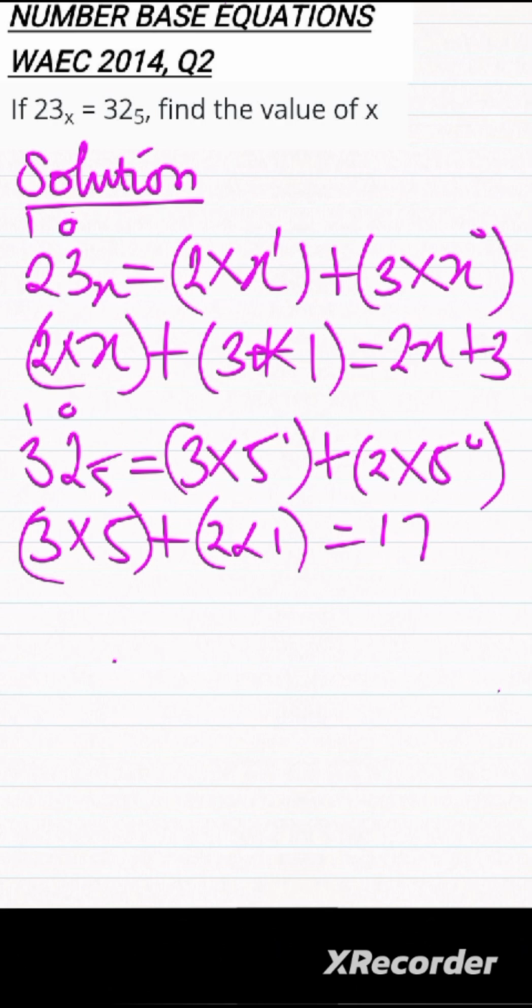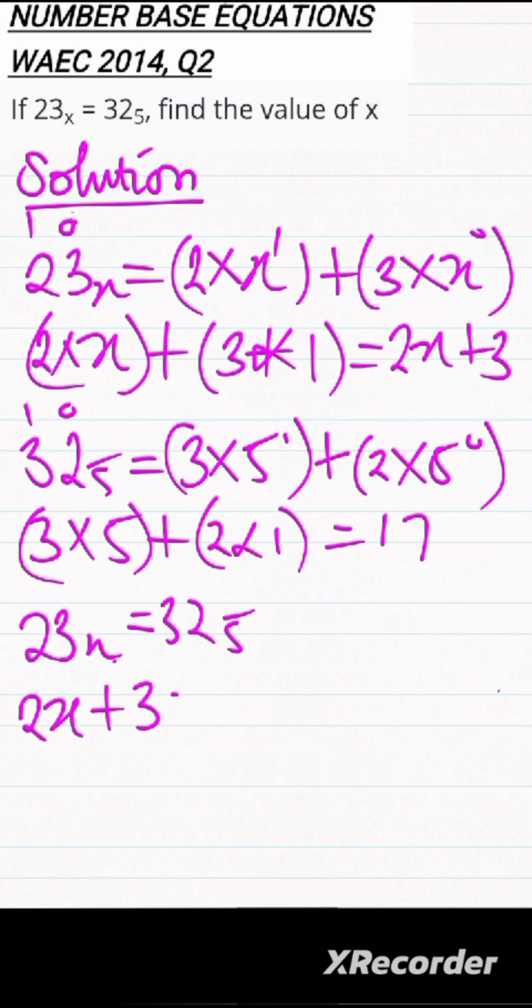So like we talked before, now we equate the two numbers, so 23 base x equals 32 base 5, because na so they give us for the question. So this time around now, I no go write 23 base x again. I go write 2x plus 3, since na wetin e give us be that. 2x plus 3 equals, I no go write 32 base 5 again. Instead I go write 17, since na wetin e give us be that.